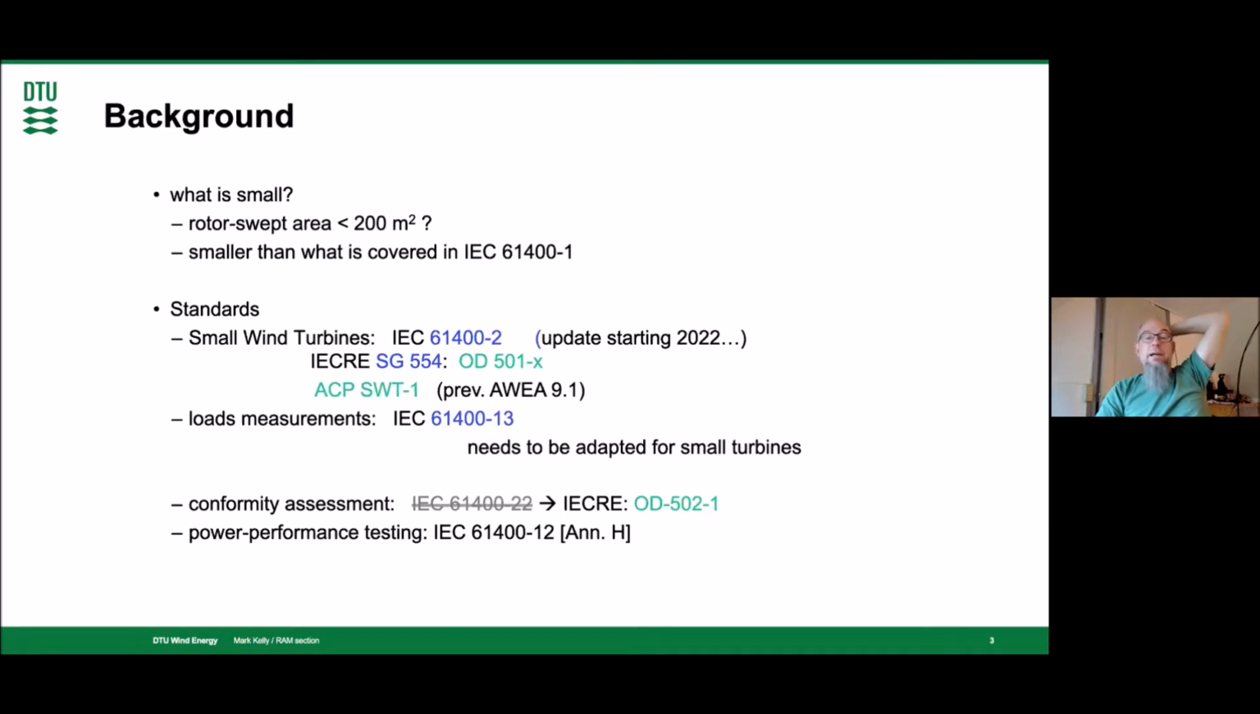And then finally, what about testing these things? Power performance testing has been a problem for small turbines for a while. There is an annex of the -12, but I won't even go into that because the -12 is in 2 parts right now, but it's getting split into like 9 parts or something.